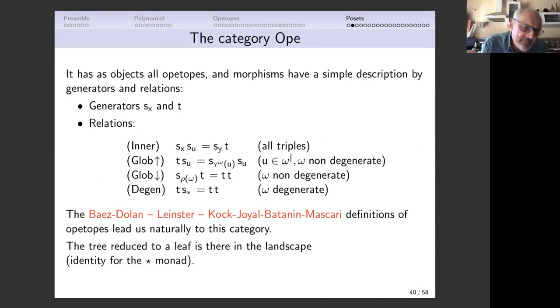First of all, the first category is really in line with the classical works on opetopes: Baez-Dolan, Leinster, Cheng, Joyal, Batanin, Makkai, and it is presented by generators and relations. The generators are the source and target, and the equations we have seen already: the inner equations, the globular equations, and there is an equation for degeneracies. So there is a simple definition of this category. It's okay, but why is the other category interesting?